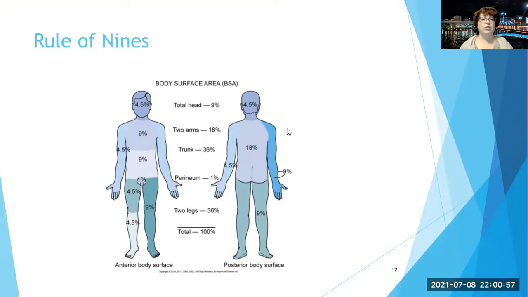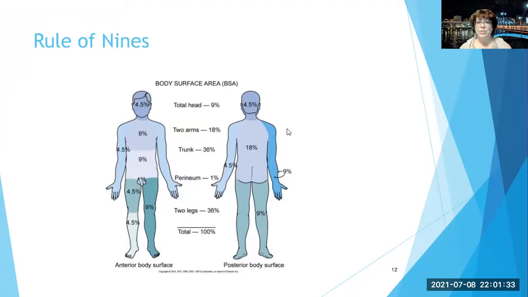The trunk is 36%, so 9% on the upper torso, 9% on the lower torso, 18% on the front, the anterior side, 18% for the entire posterior torso. And the two legs are 36% together. You can see the divisions of those. And the perineum is the remaining 1%. So when they say they had third degree burns on a certain percentage of the body, this is how they calculate it.